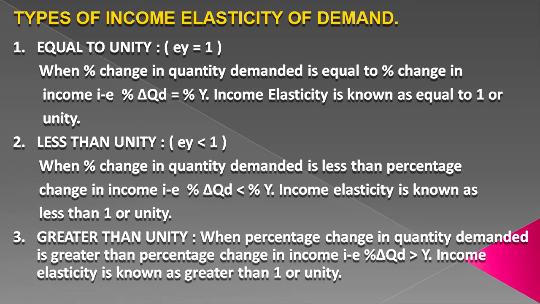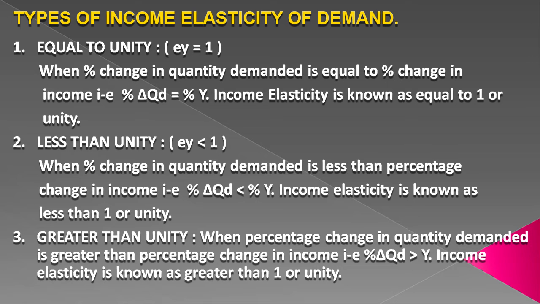Less than unity. When percentage change in quantity demanded is less than percentage change in income, that is known as elasticity less than unity or less than 1. For example, suppose income changes by 20%, demand changes by 10%. Here we can say that percentage change in quantity demanded is less than percentage change in income. So this is known as elasticity less than 1 or less than unity.